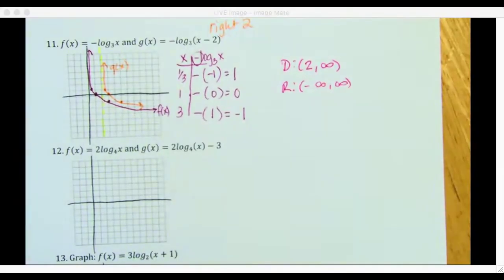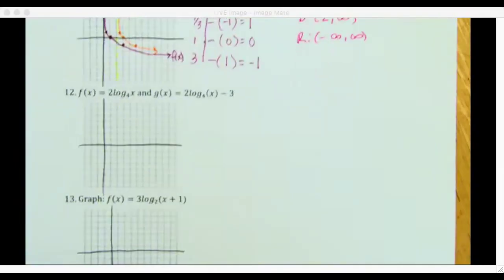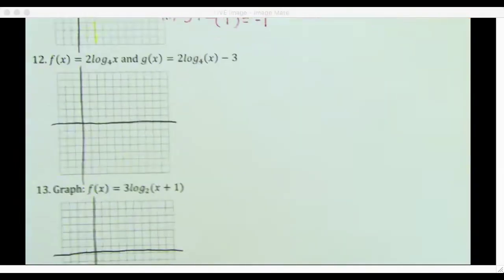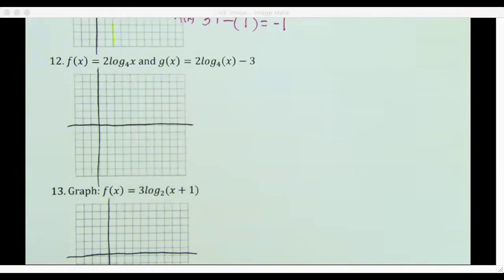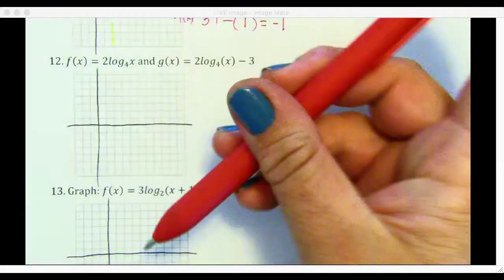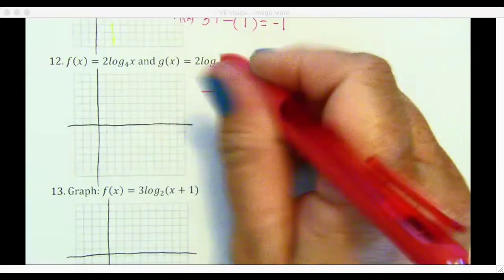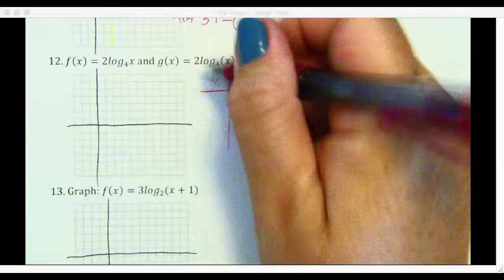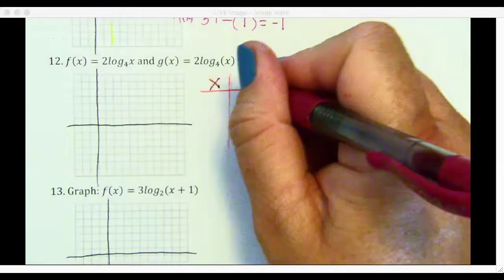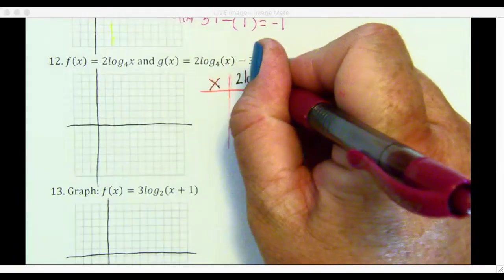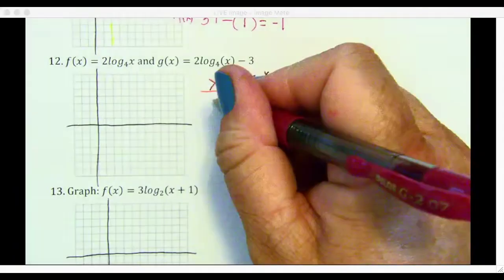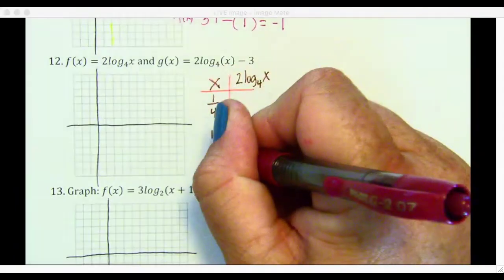Moving to the next one, we have 2 log base 4 of x minus 3. I'm going to start with that first one, 2 log base 4 of x, and I have x and 2 log base 4 of x.